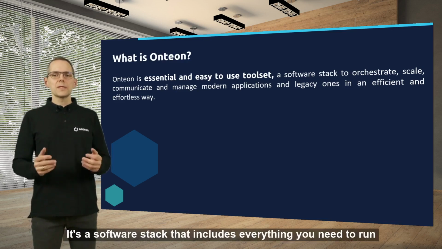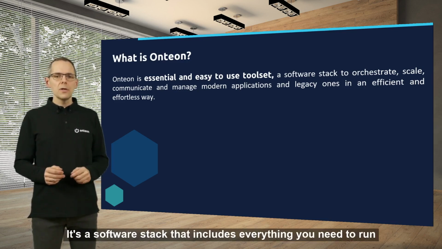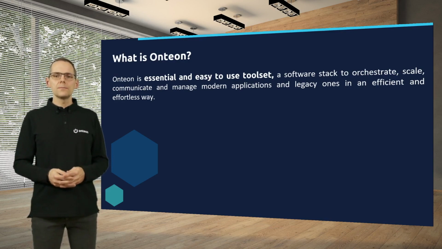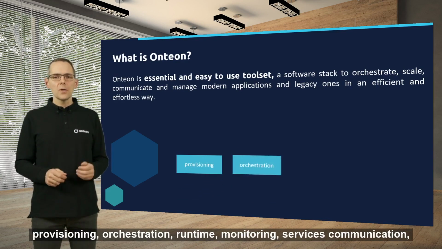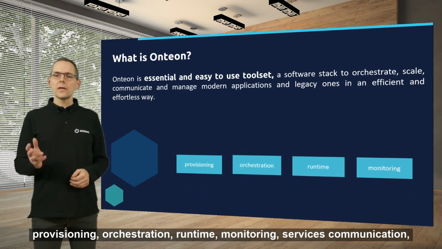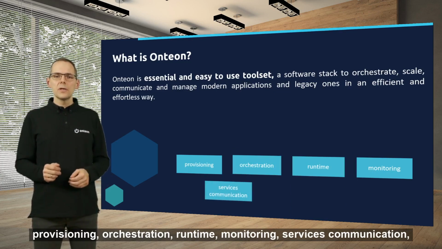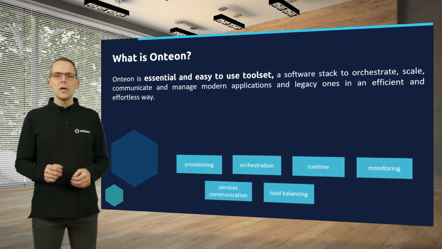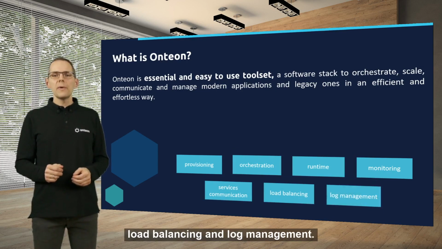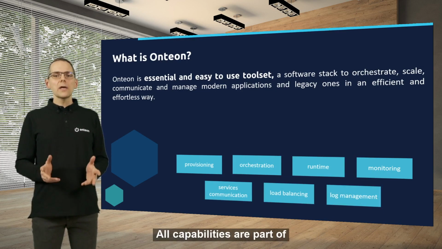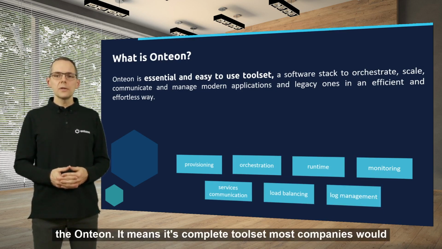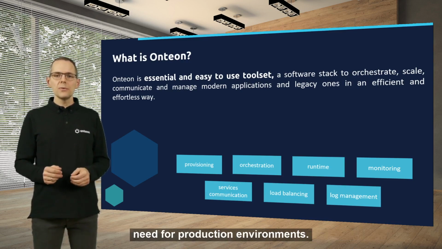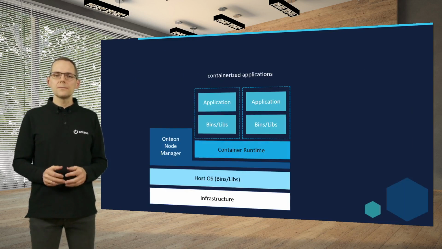It's a software stack that includes everything you need to run applications in production: provisioning, orchestration, runtime, monitoring, services communication, load balancing, and log management. All capabilities are part of the Onteon. It means it's complete toolset most companies would need for production environments.